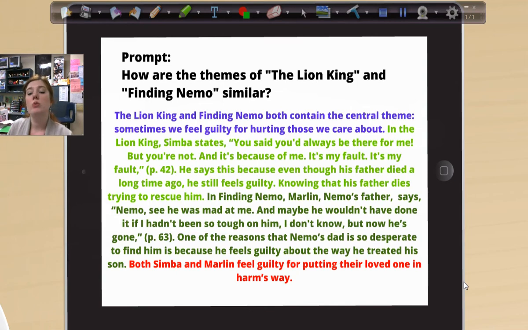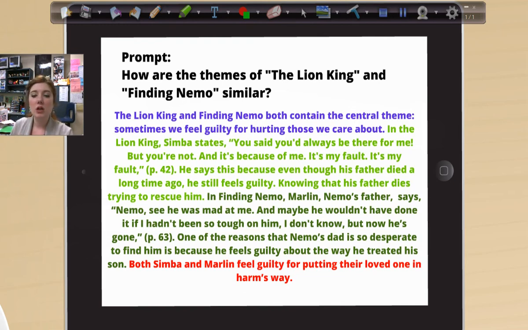So in the light green, we have a quote from, I guess, a book version of Lion King from Simba, where he talks about, it's my fault, it's my fault. And then the explanation, how does that quote connect back to the answer? Well, he says this because even though his father died a long time ago, he still feels guilty, knowing that his father died to rescue him. Then in the dark green, we have the follow-up, the evidence and explanation for the second work.